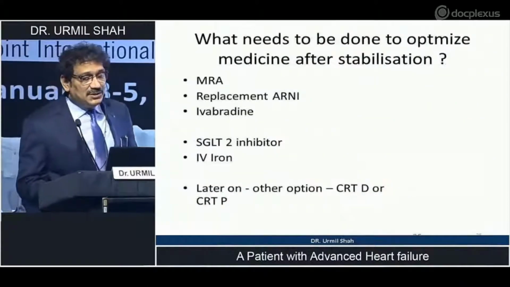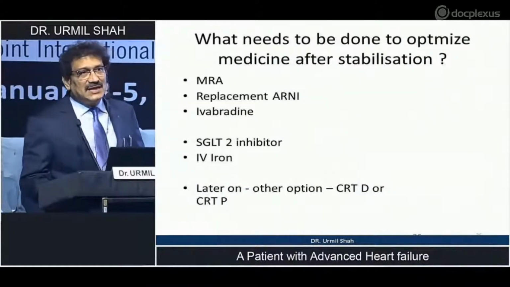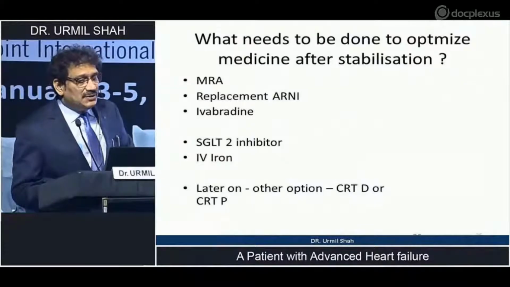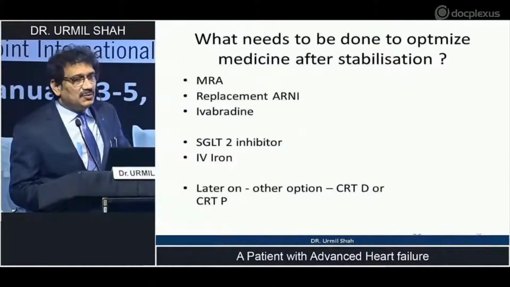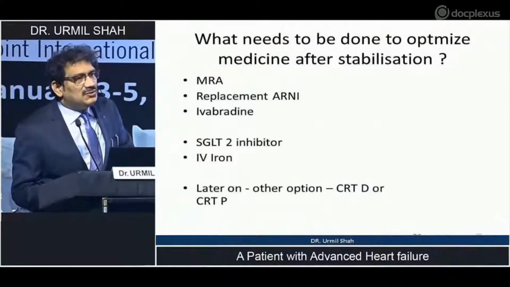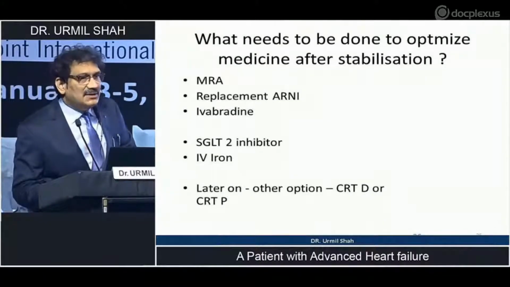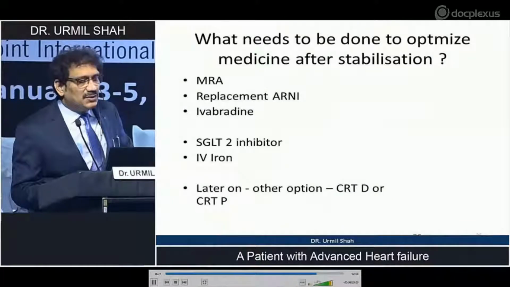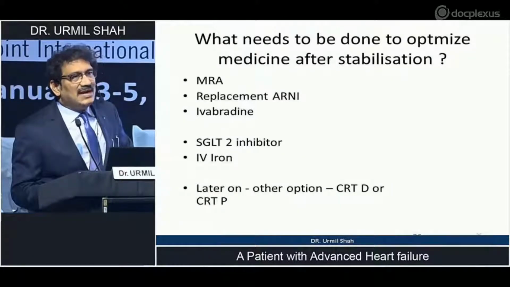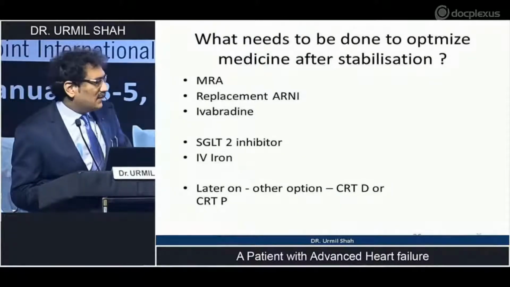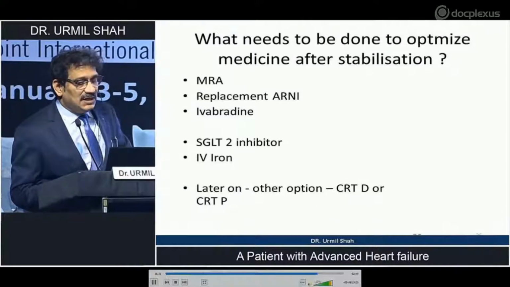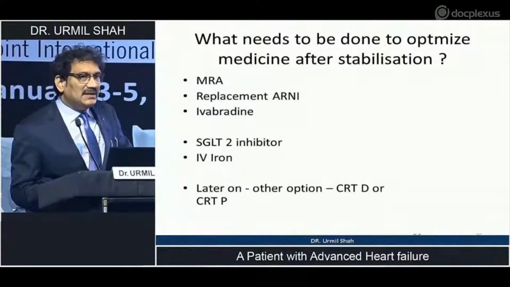What are the options for this patient? Definitely MRA, which is a class 1 indication, should be added to this patient. ACE inhibitor should be replaced with ARNI, and ivabradine also should be given because the patient was on the maximum dose of beta blocker. Still, the resting heart rate was about 90. Diabetes is there. Definitely, we have to switch over to an SGLT2 inhibitor, and IV iron therapy is very useful after measuring the TSAT. And later on, the option for the patient is either CRT-D therapy or CRT-P therapy.